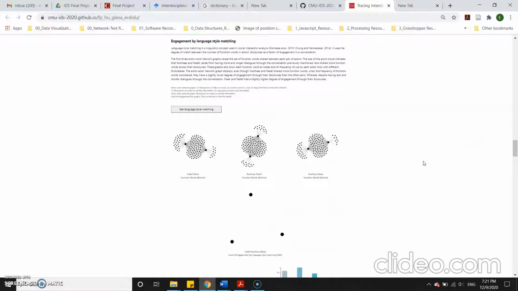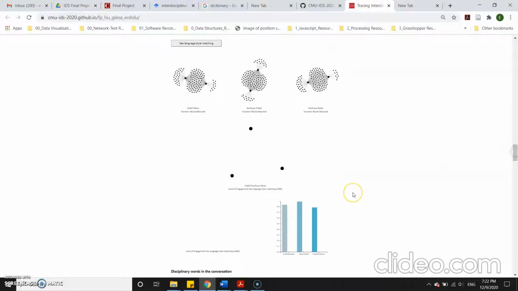Part 2 allows the user to discover engagement by language style matching. Language style matching is rating the function words used in actors' discourses as a factor of engagement. Function words maintain the syntactic structure of a sentence, but do not carry semantic information, such as pronouns, prepositions, and so on. The actor word network graphs reveal the function words shared between each pair of actors.